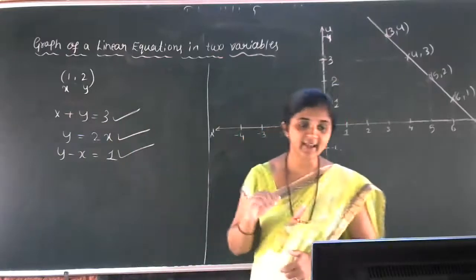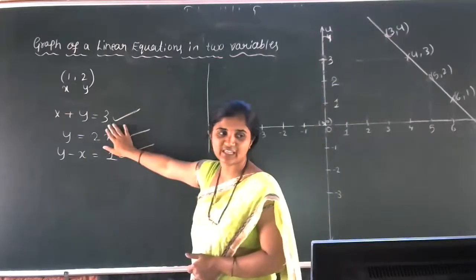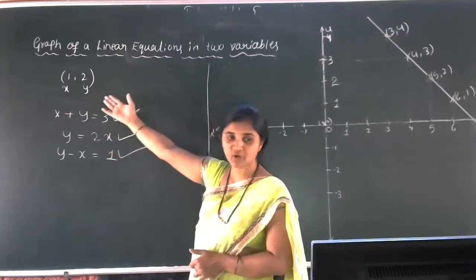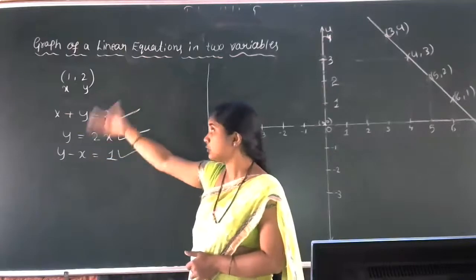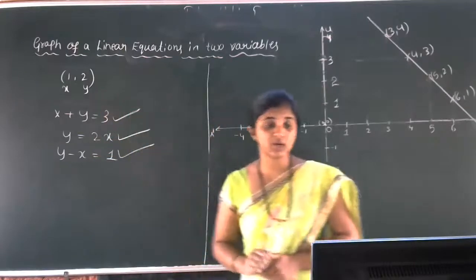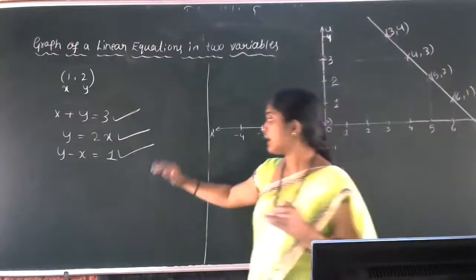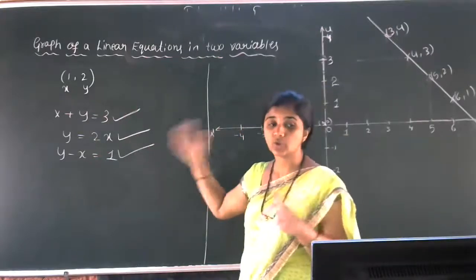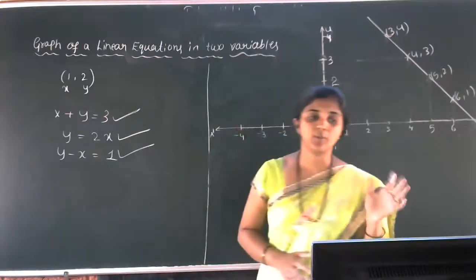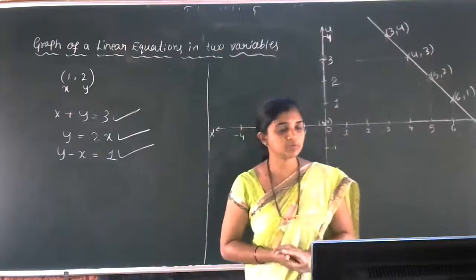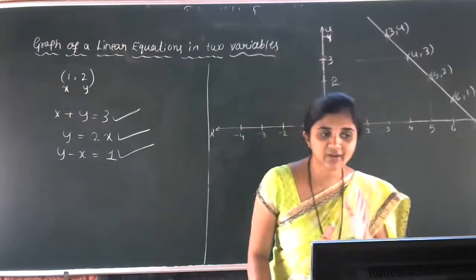Got the idea? So these are the basic equations. x plus y is equal to 3 is the equation of (1, 2). y is equal to 2x is also an equation of the point (1, 2). Then y minus x is equal to 1 is also an equation of the point (1, 2). Got the idea of this problem, students? So this is another example problem.